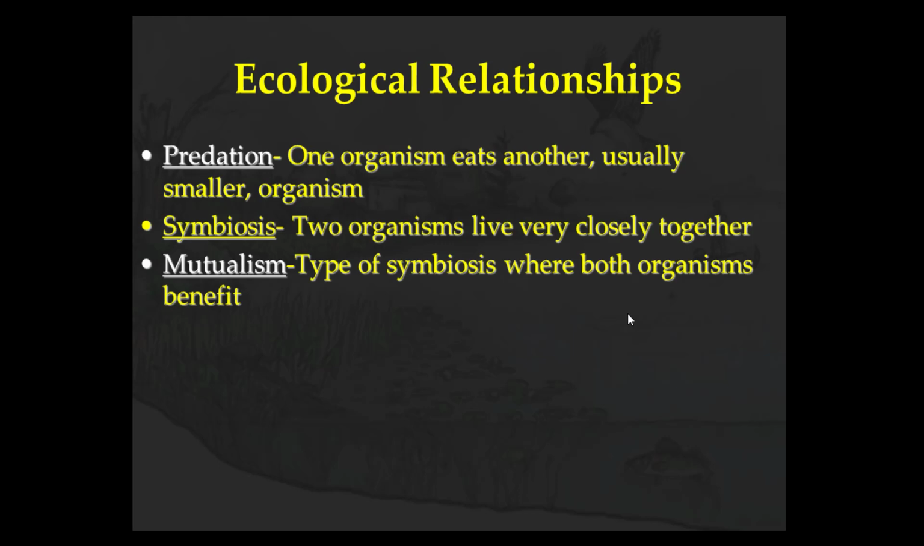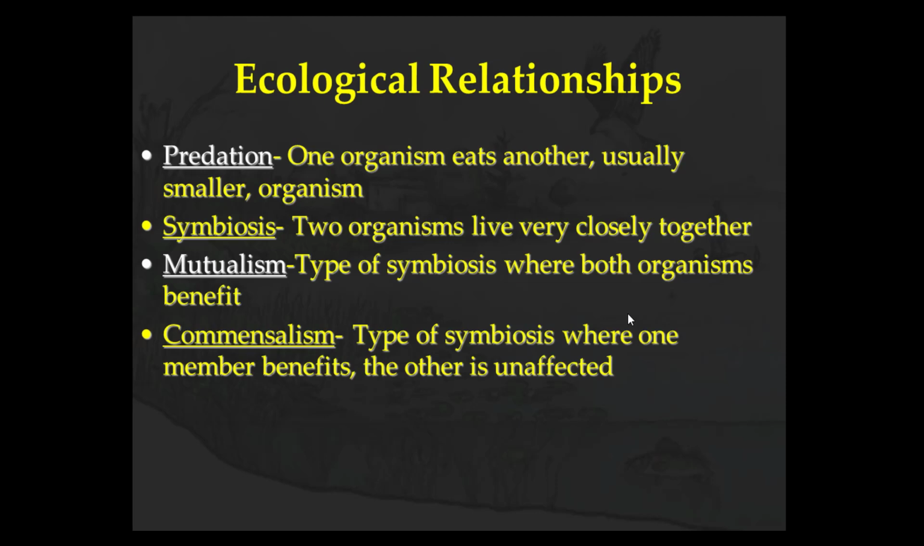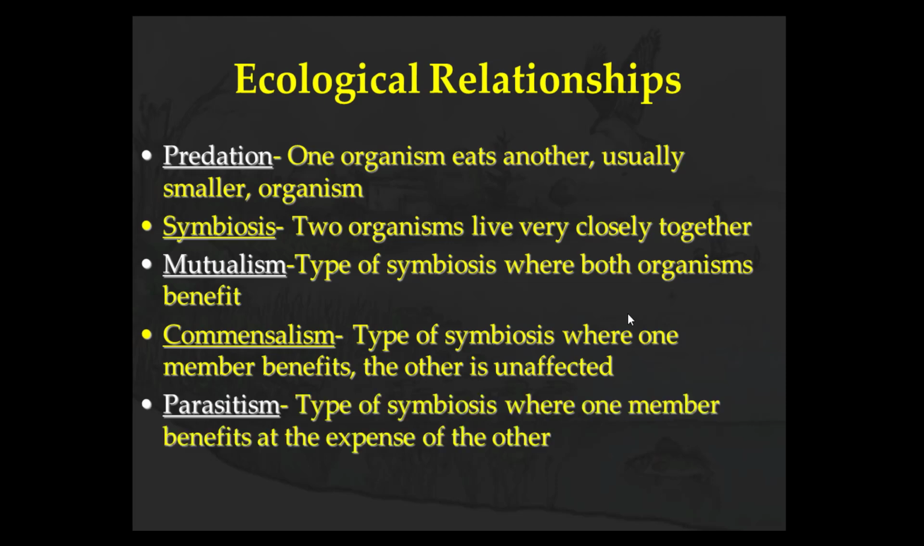Symbiosis: these are two organisms that live very closely together. One type of symbiosis is mutualism, in which both organisms benefit and no one is harmed. Commensalism is a type of symbiosis where one member benefits and the other has no good or bad effect.